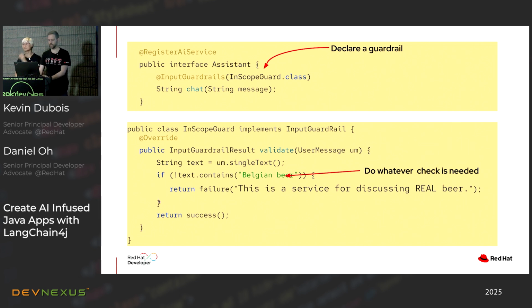That is just going to check if the text of the input does not contain Belgian beer, then we're returning a failure that says this is a service for discussing real beer. Sorry. You mean the Heineken?